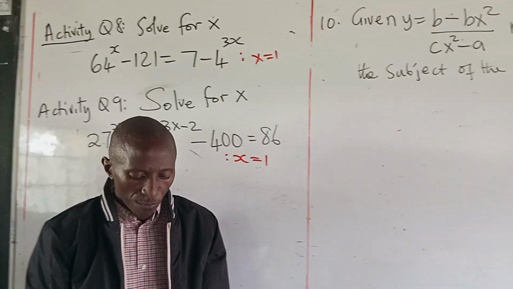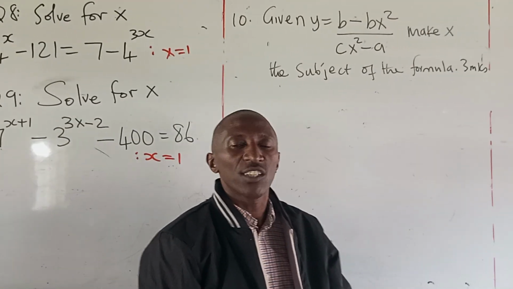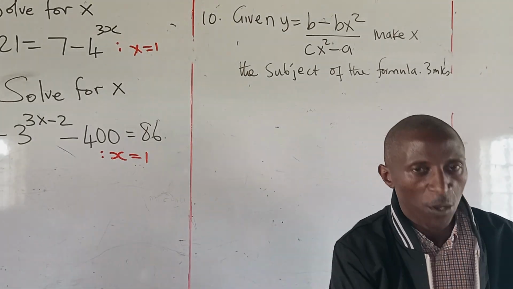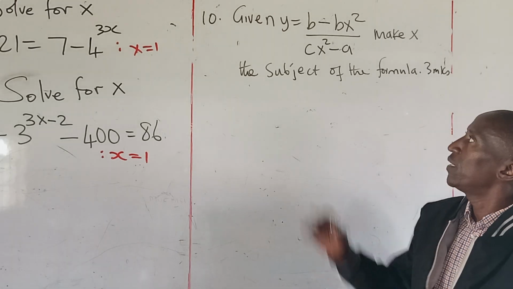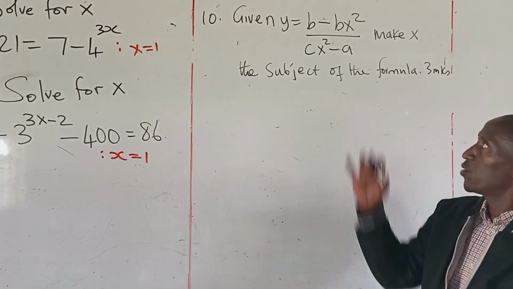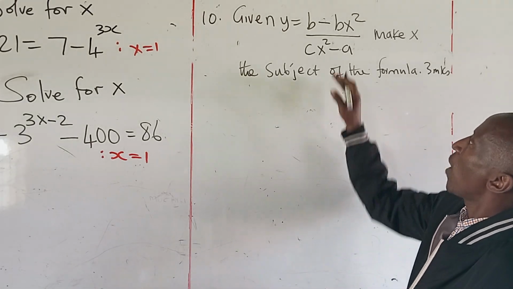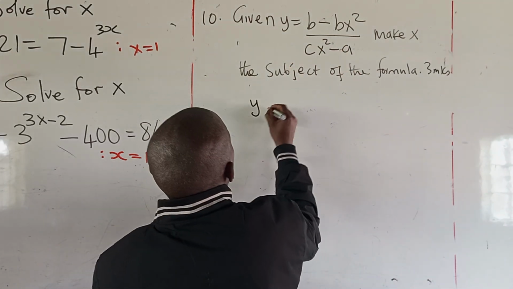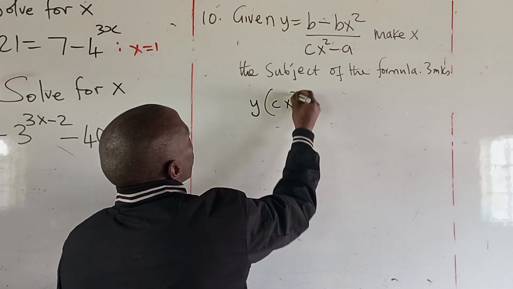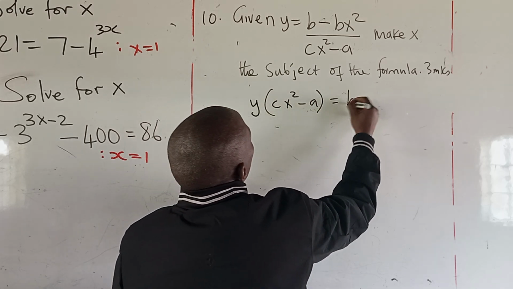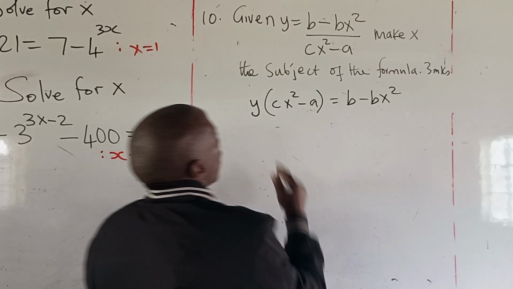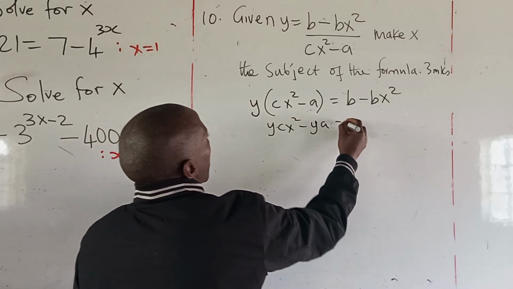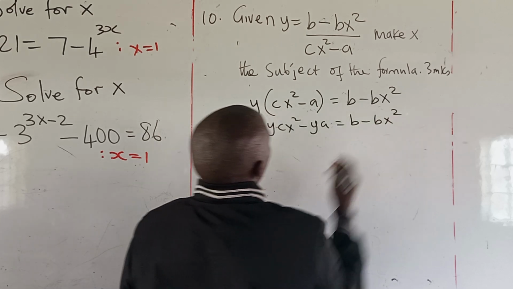Straight away, let's move on now to question number 10, which is on making a given variable the subject of the formula. This is a topic in Form 3, and there is some idea which I want us to capture here. Number 1 is you remove the denominator. That means y into cx squared minus a will be equal to b minus bx squared. Open the brackets, you get ycx squared minus ya is equal to b minus bx squared.